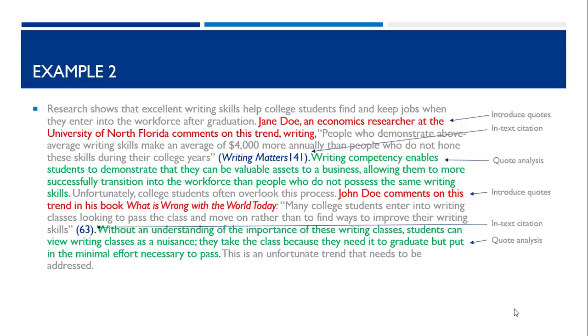Here's the second introduction. John Doe comments on this trend in his book, What is Wrong with the World Today? Quote, many college students enter into writing classes looking to pass a class and move on rather than to find ways to improve their writing skills. Without an understanding of the importance of these writing classes, students can view writing class as a nuisance. They take the class because they need it to graduate, but put in the minimal effort necessary to pass. This is an unfortunate trend that needs to be addressed.